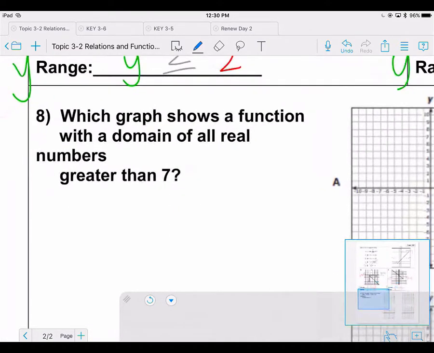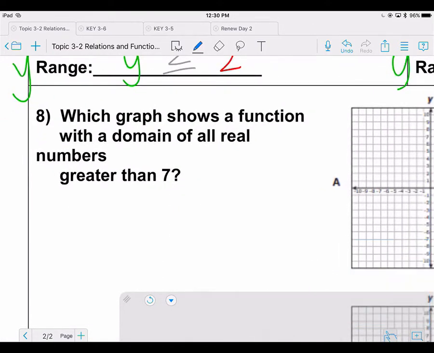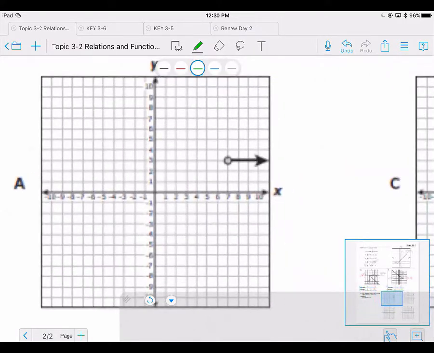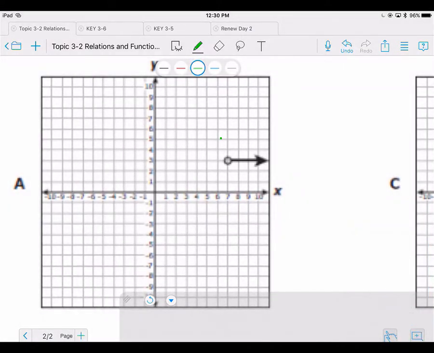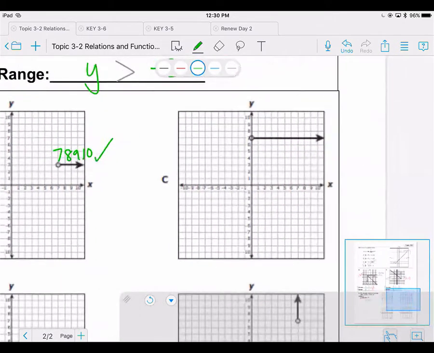Problem 7 asks us which graph shows a function with a domain of all real numbers greater than 7. So remember, domain is my x values. Greater than means it's going to go this way. And then 7. So we are looking for where x is getting bigger than 7. On A, x starts at 7 and then goes 8, 9, 10. So that one looks pretty good. It is getting bigger than 7.